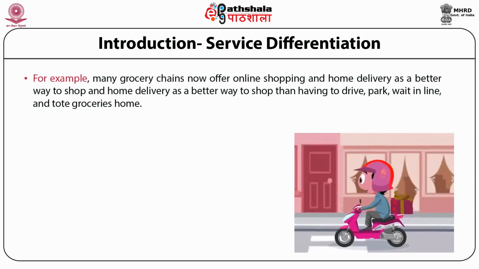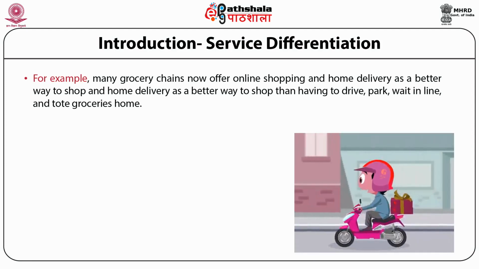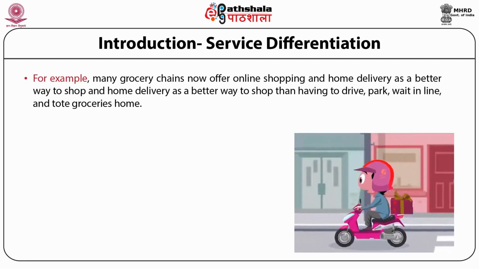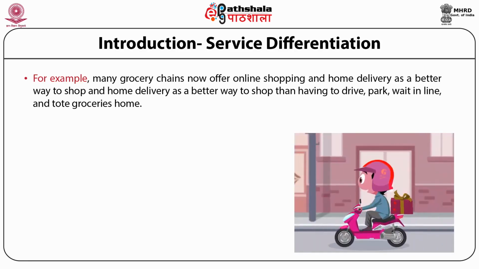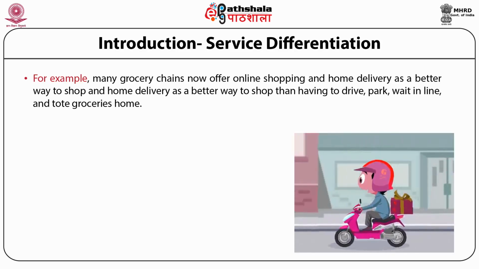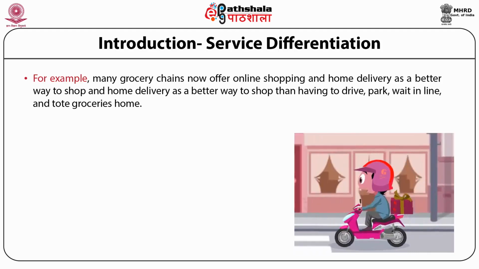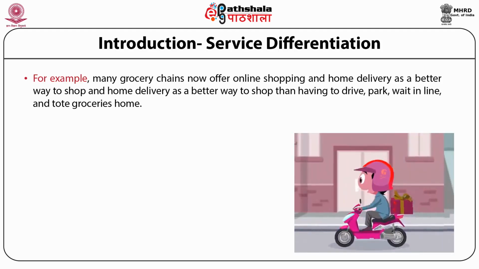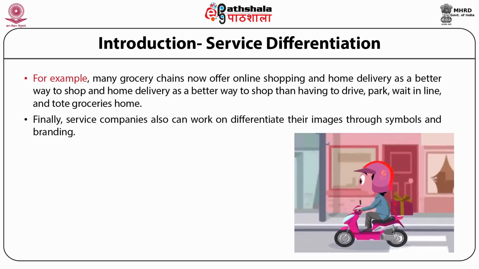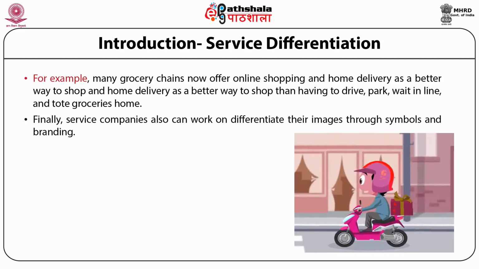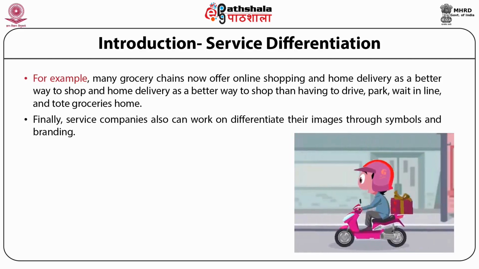For example, many grocery chains now offer online shopping and home delivery as a better way to shop, away from the crowds, parking, drives, waiting lines, etc. Finally, service companies also can work on differentiating their images through symbols and branding.